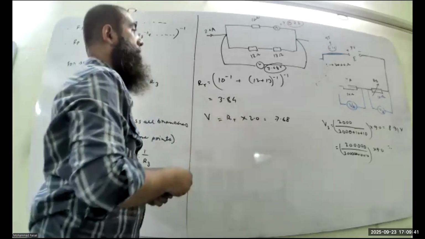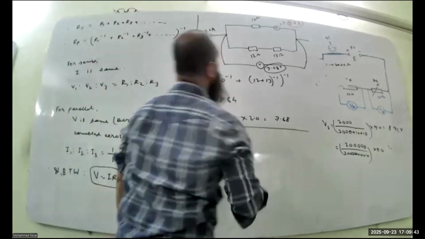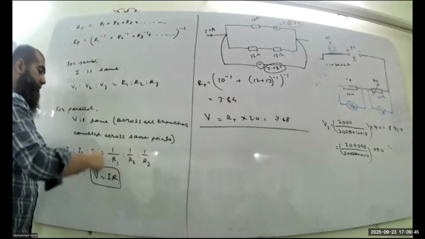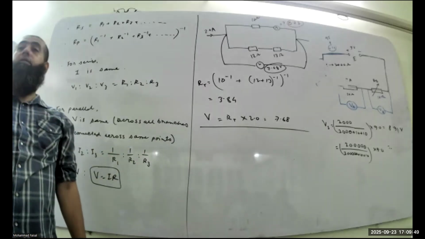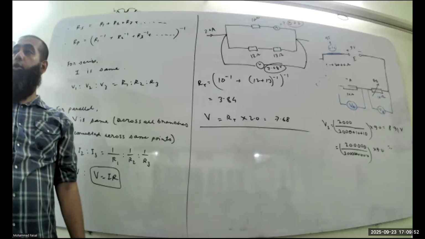Okay. What is the shortcut? The shortcut looks like this. Have a look over here. The current is going to divide into the branches in the inverse ratio of their total resistances. Top branch resistance is what?